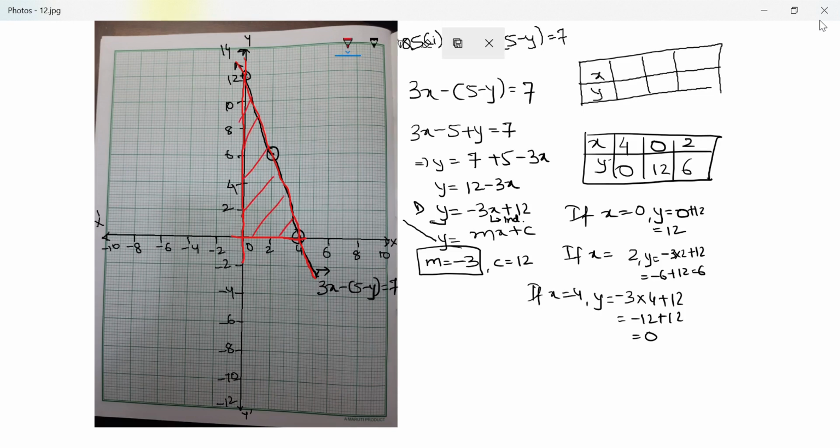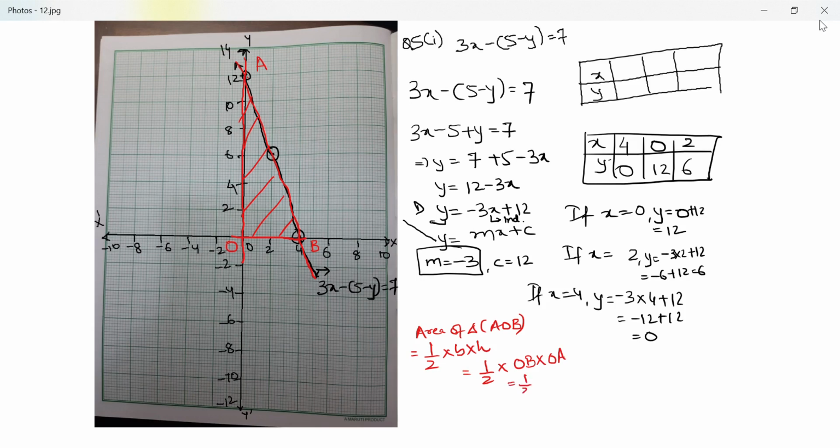Now let us give this triangle some name. This is A, this in any case usually is O, and this is B. So area of triangle AOB. I hope you remember the formula. It is half into base into height. In this case, half into base is OB and height is OA.